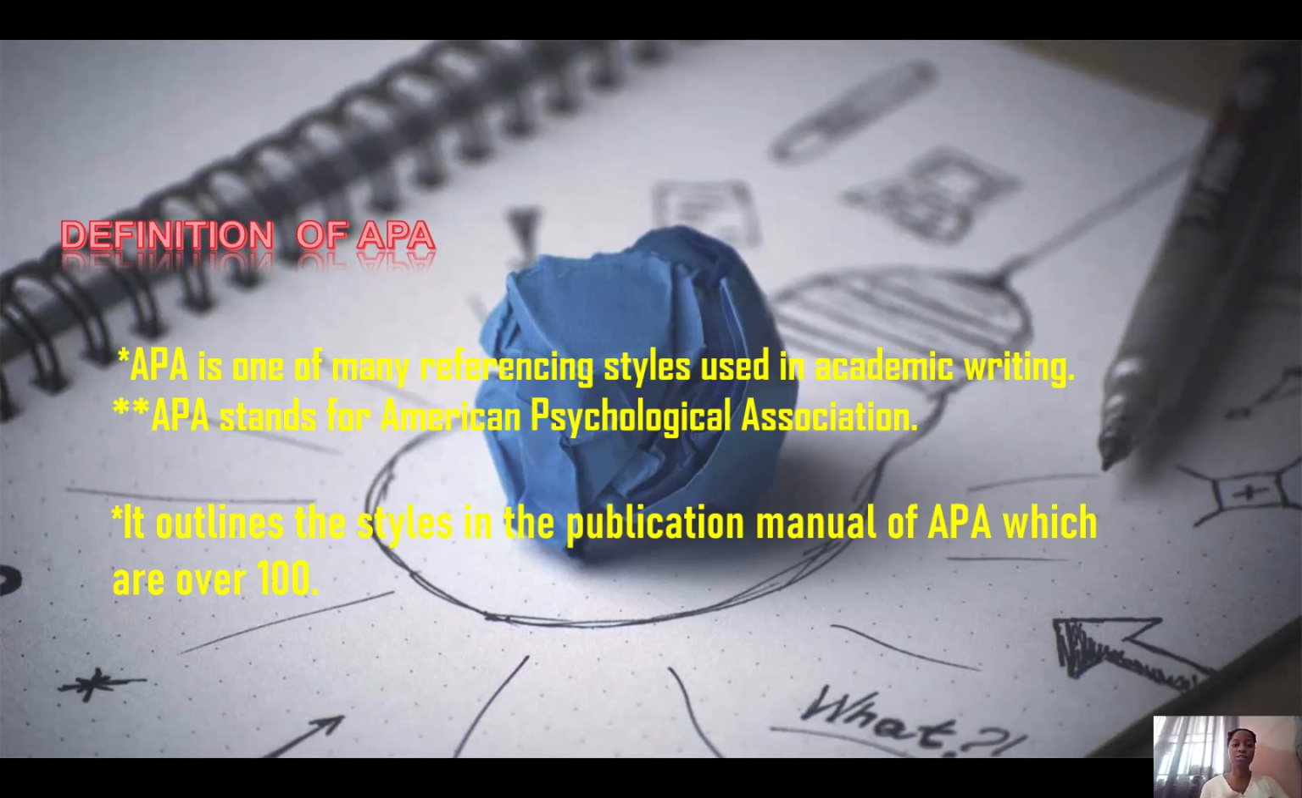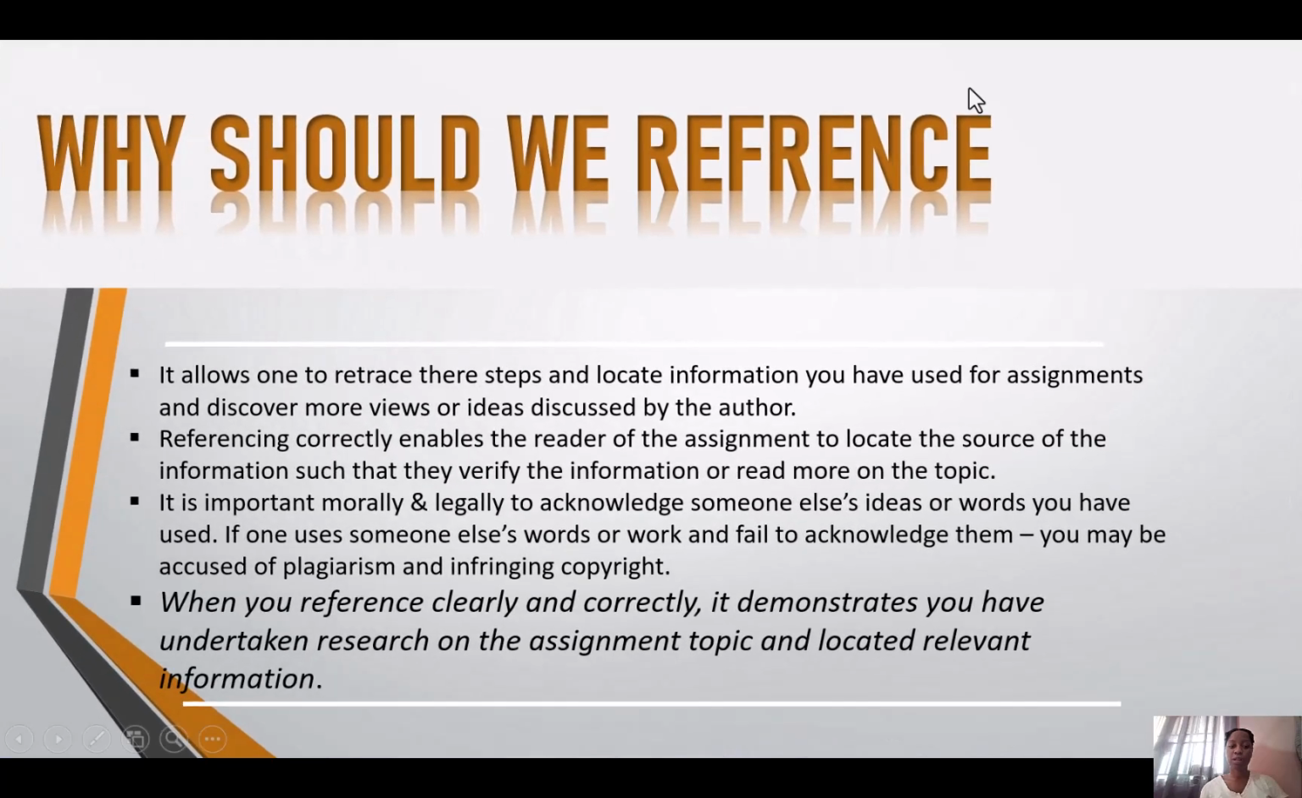You may see one style somewhere and find another style somewhere else, but still APA. So just know there are over 100 styles, and we shall navigate through most of them today. As for the rest, I'll leave it to you to do some research, and also for clarification of information, I'll leave for you a reference book to go and read more about it. Meanwhile, why should we reference?